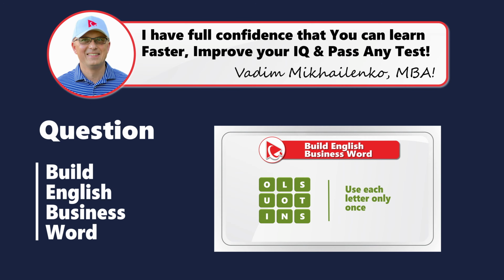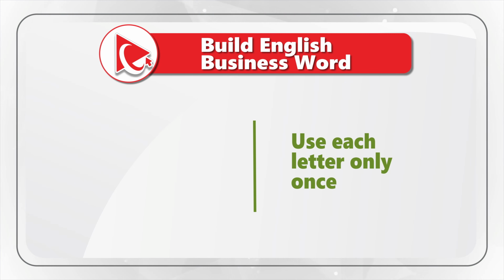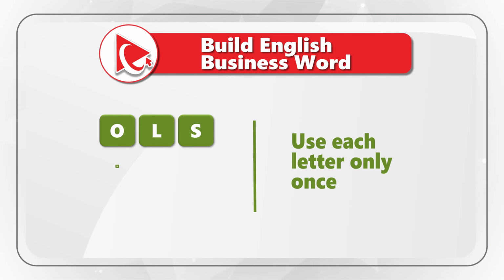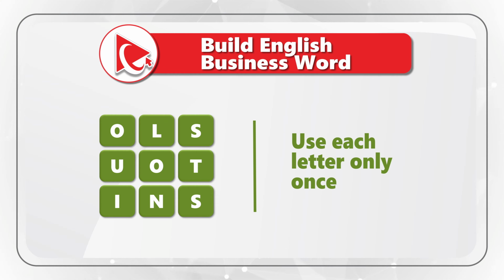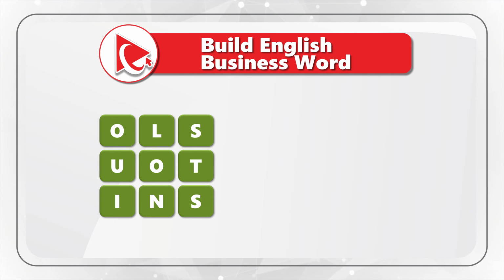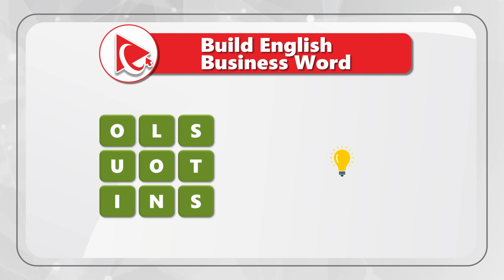You're presented with 9 letters of the English alphabet, and you need to build an English business word. The letters are O-L-S, U-O-T, I-N-S. Take a close look to see if you can construct an English business word. I am going to give you a quick hint. The word refers to a set of products, services, and strategies that are designed to solve specific business problems and meet the needs of organizations. Did you figure it out?